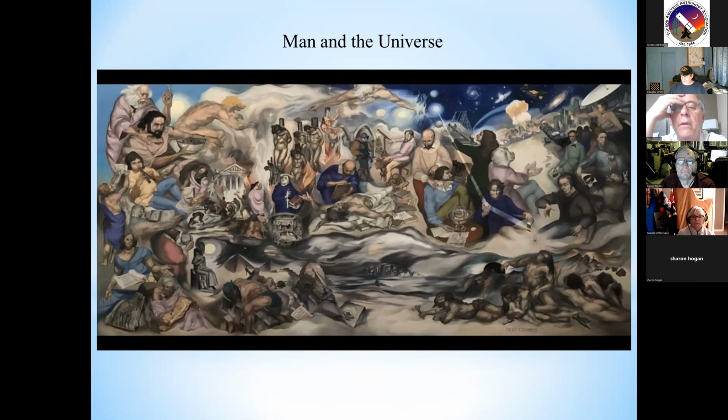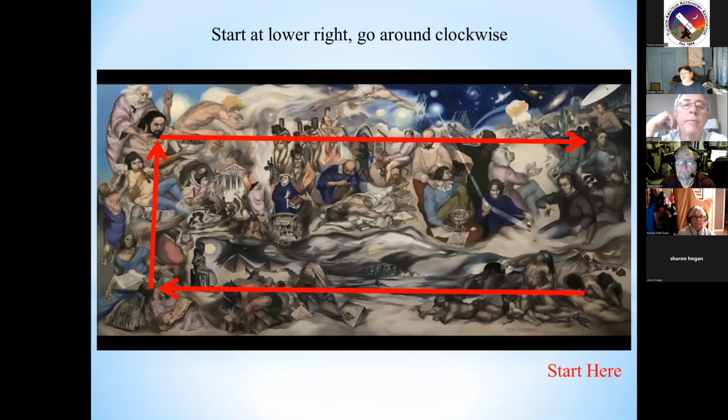All right, when you look at this mural, you're supposed to start in the bottom right corner and go around it in a clockwise fashion. That's the general direction that you go if you want to go with time. Time advances clockwise, which is kind of what you'd expect, right?